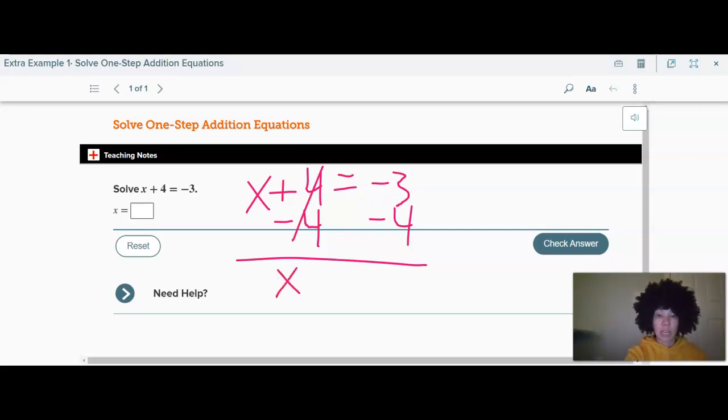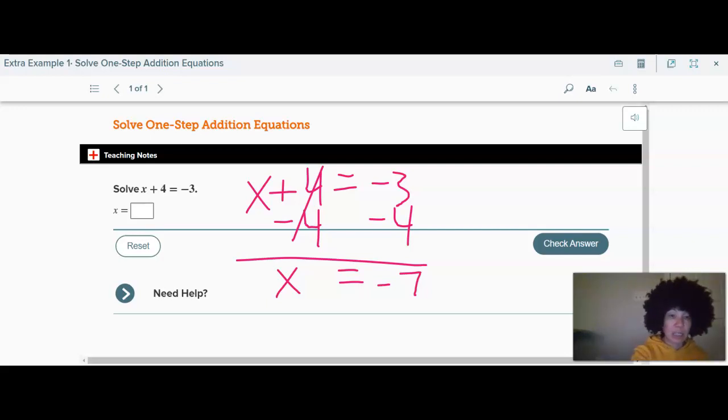So this just equals x. Bring down this equal sign, and negative 3 minus 4 is the same as negative 3 plus negative 4, and gives us negative 7. So we subtract 4 from both sides. Negative 3 minus 4, you should know your rules of integers by now. You can also use a calculator. Gives us negative 7. So x equals negative 7.